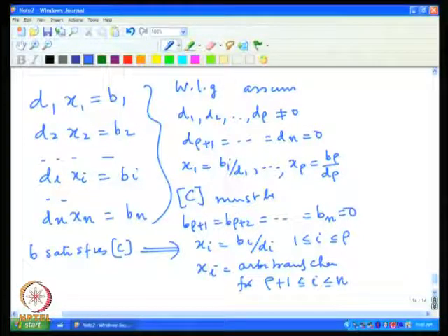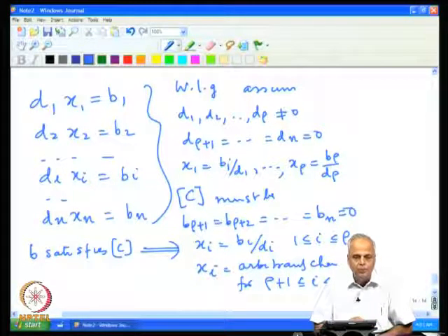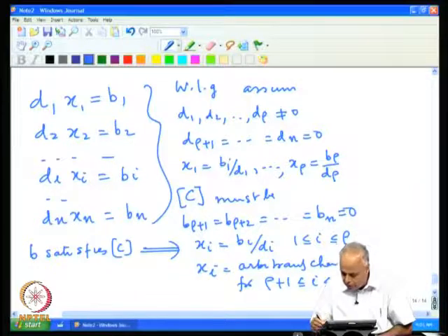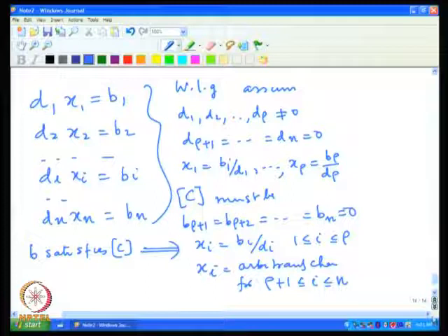Now, this says there are lots of arbitrary values that we can choose for xi's from rho plus 1 onwards. Therefore, even if rho is n minus 1, then there is an i for which xi can take several values, and therefore we will get an infinite number of solutions. And when will we get a unique solution? When all the xi's are uniquely determined, that will happen when rho is equal to n. So, what is our conclusion out of this? We get a unique solution when rho equals n.